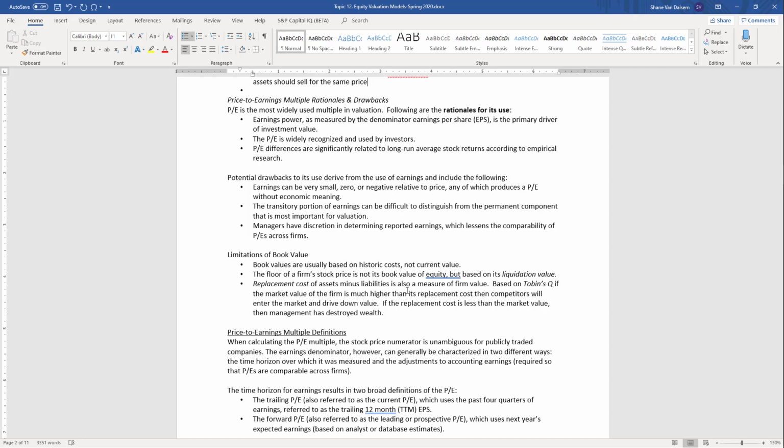Replacement cost of assets minus liabilities is also a measure of firm value. Based on Tobin's Q, if the market value of the firm is much higher than its replacement cost, then competitors will enter the market and drive down value. If the replacement cost is less than the market value, then the management has destroyed wealth.